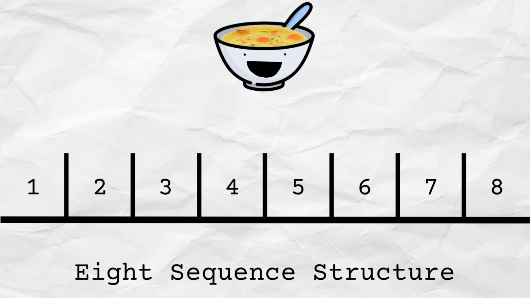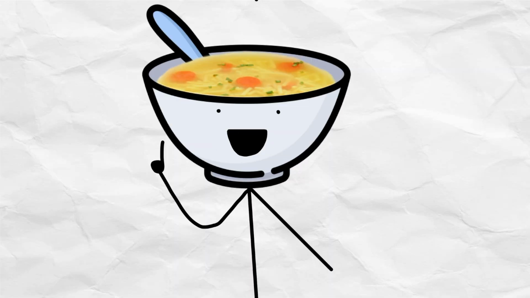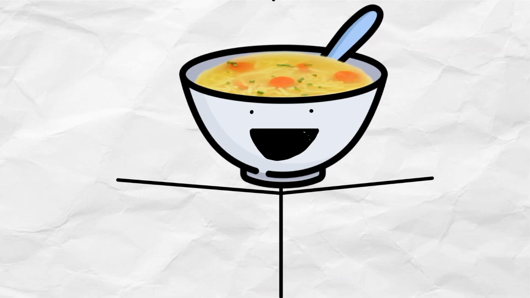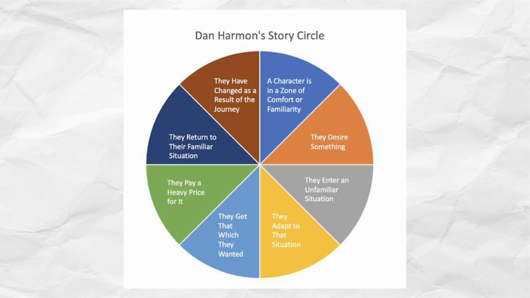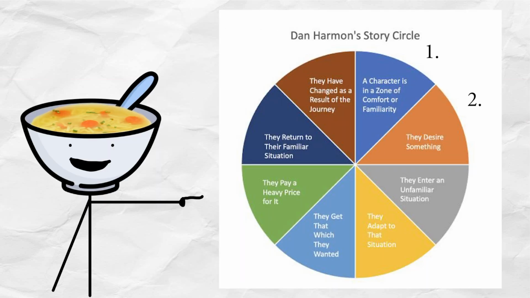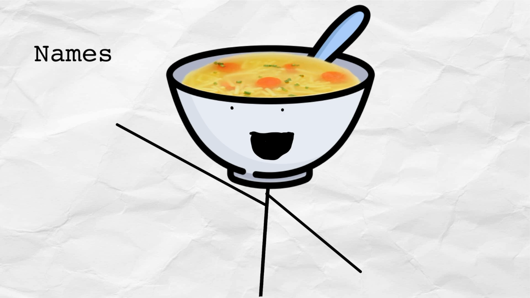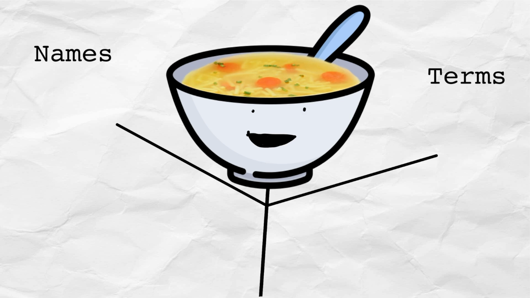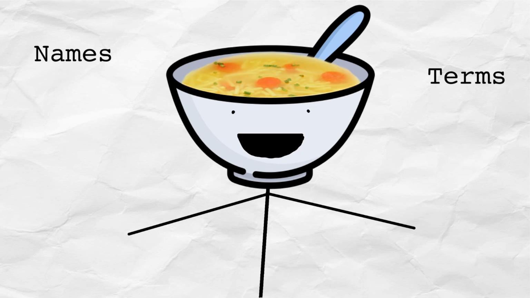That's what makes this outline so great. You can convert it to and from almost any other outline people use. So 3-act, 4-act, even Dan Harmon's story circle. Count the slices, yep, it's 8. Now there are a lot of different names and terms for each of these 8 sequences, but they all boil down to the same basic beats.